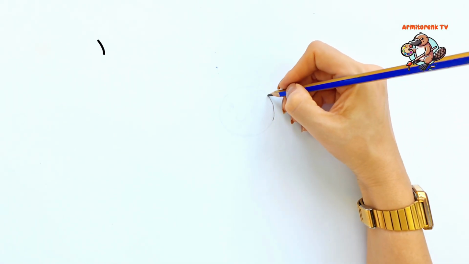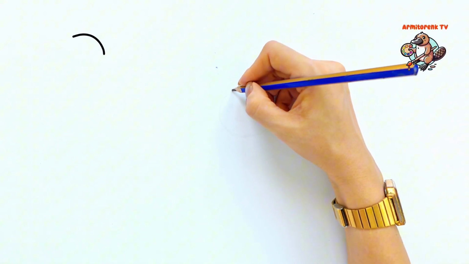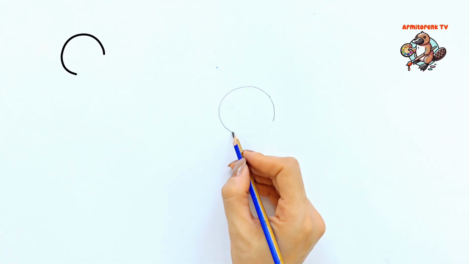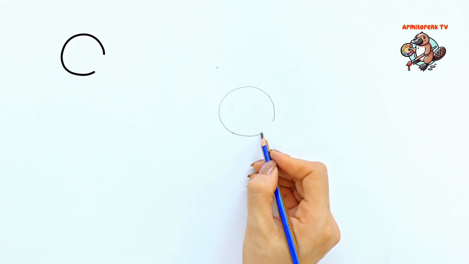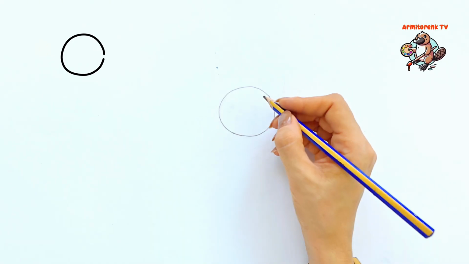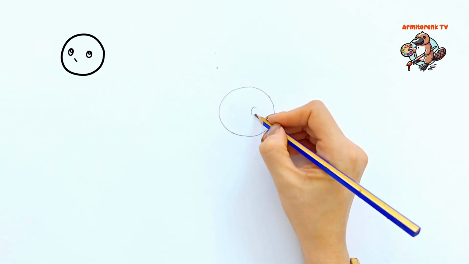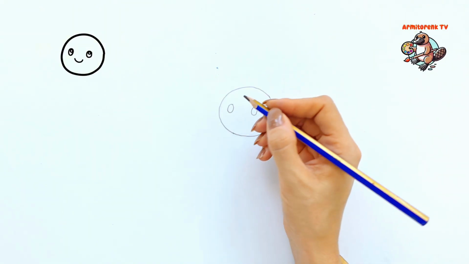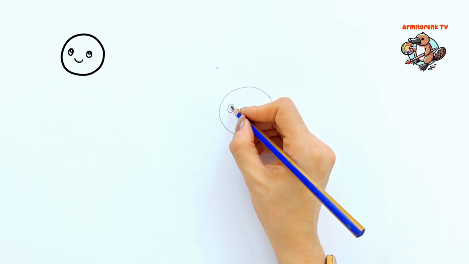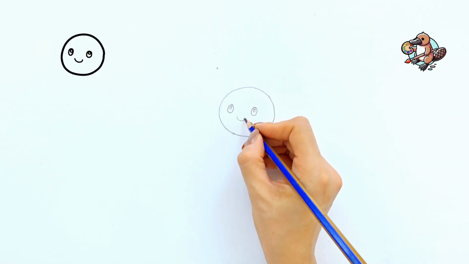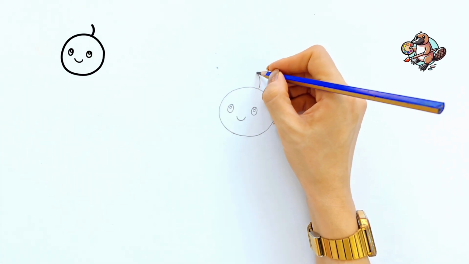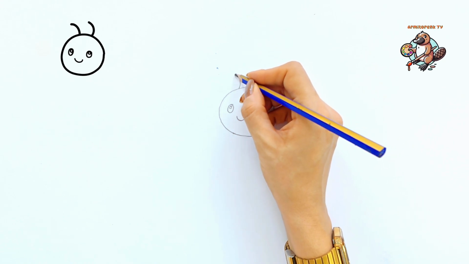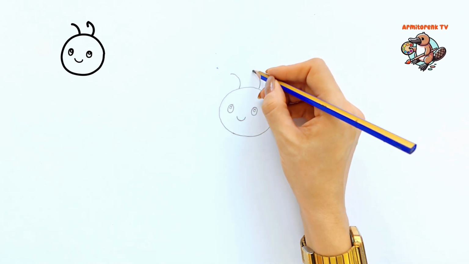Let's draw a bee. First, draw a circle. This is the head of the bee. Now, draw the bee's eyes. And the bee's smile. Draw the bee's antennas. Antennas on the head.